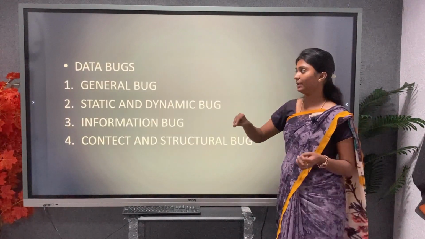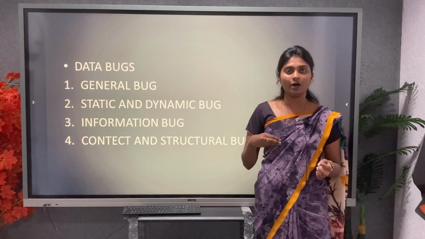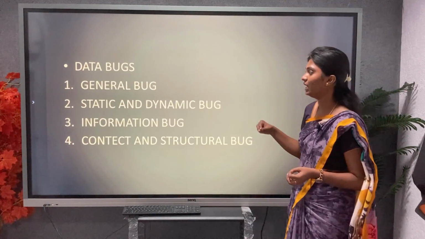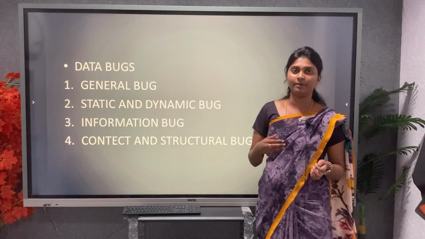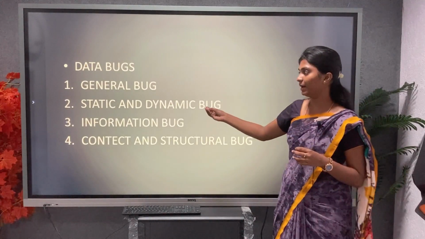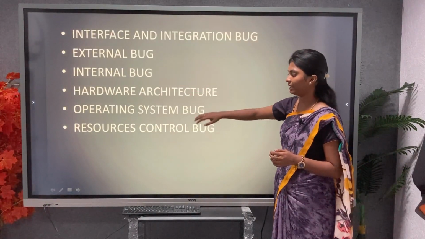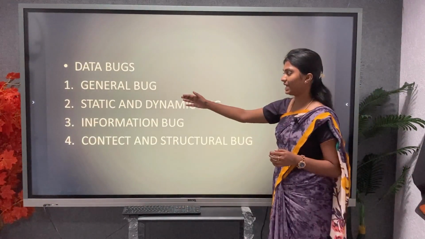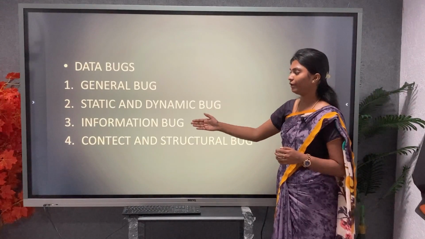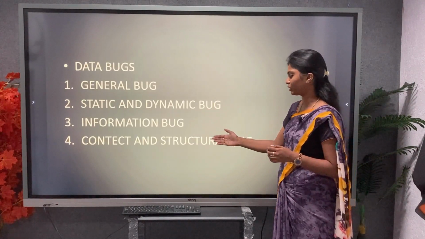Data bugs are numerical data, or we can say general bugs which are repeated. In data bugs we have 4 types: general bugs, static or dynamic bugs, information bugs, and content and structural bugs.